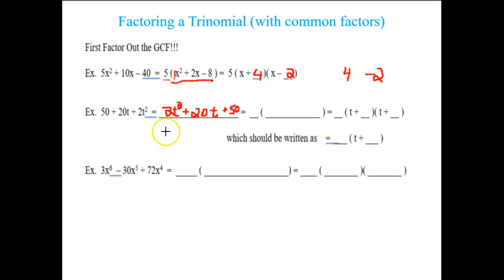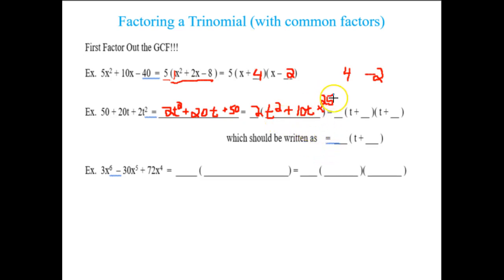All right. Now, obviously, what goes into everything? Well, a 2. So I can pull out a 2, distribute out a 2, and that leaves me with t squared plus 10t, and then plus 25. So 2 times parentheses t squared plus 10t plus 25.